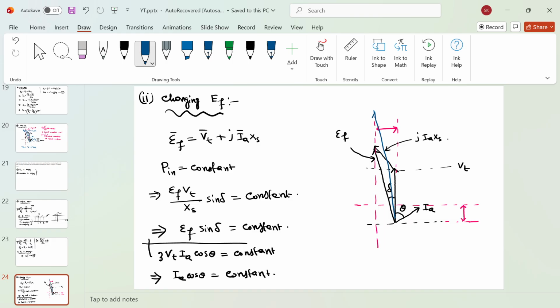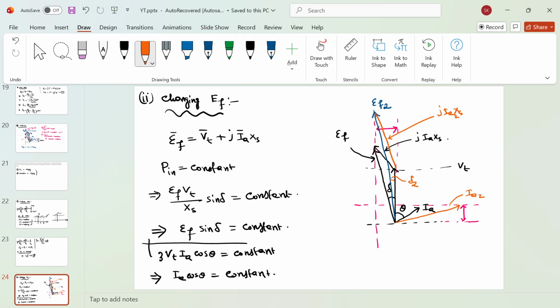So this is your EF. Let's say EF2 has increased this much, and then what will happen? You now have this particular voltage as the JIaXs drop, and now you have this perpendicular current, JIA2. Let me call it the IA2 axis, and this is your IA2. So you can see your delta has also decreased to delta 2.